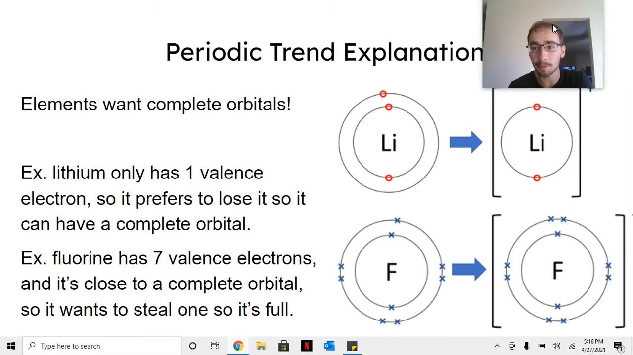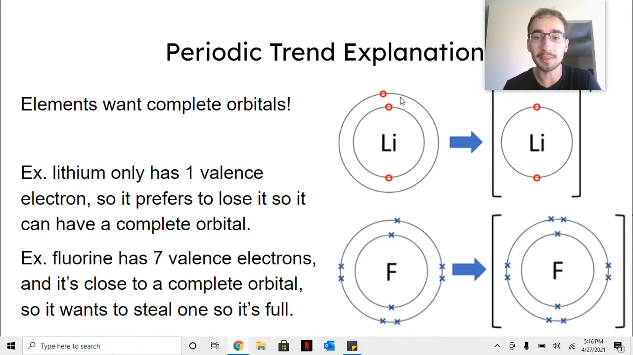Next, remember, all elements have a drive. They really want to complete orbitals. For example, lithium, which is a metal on the left side of the periodic table, has one valence electron, just one. And it wants to be like this. So it's a lot easier for lithium to be stable if it loses an electron, so it doesn't hold on to that electron very tightly.